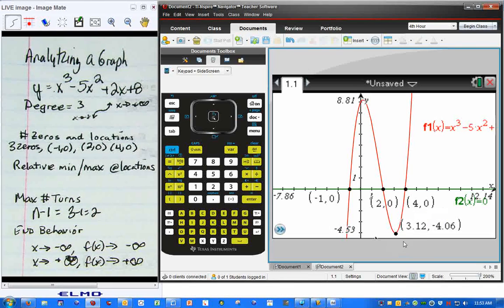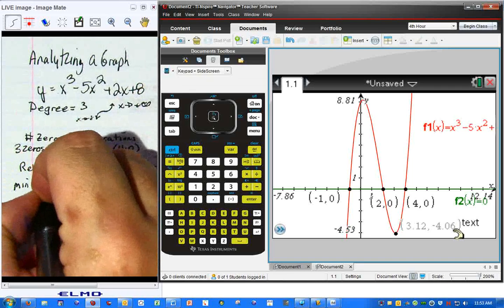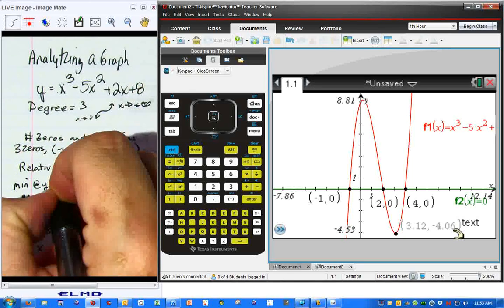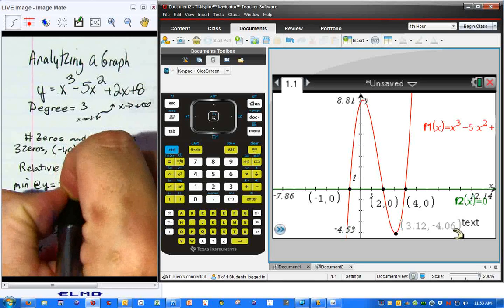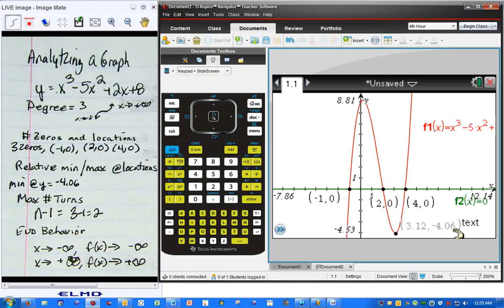I don't care as much about 3.12, but I know it has a minimum at y equal to negative 4.06, because when I'm dealing with a function value, the x is important, but the y is going to be equally important, or even more so, because I know that's my negative value there.